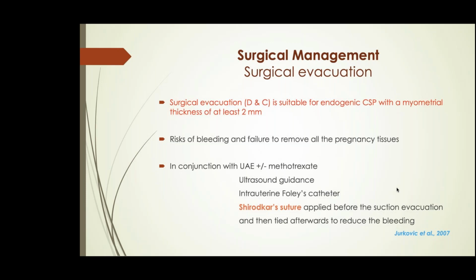The intrauterine Foley catheter: after you do the evacuation and you would expect some significant bleeding to occur, you can insert the Foley catheter inside the uterine cavity and fill it with 10 to 15 mils of saline, and then pull back on the cervical canal. This can minimize or reduce the bleeding.